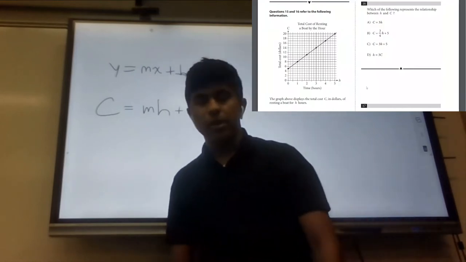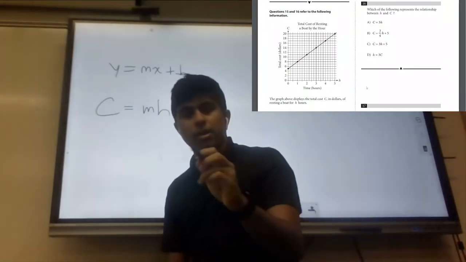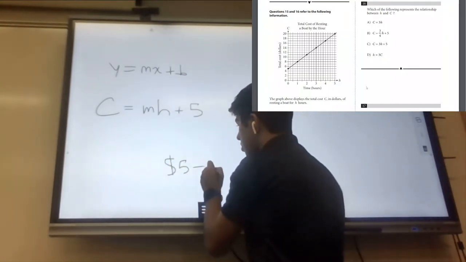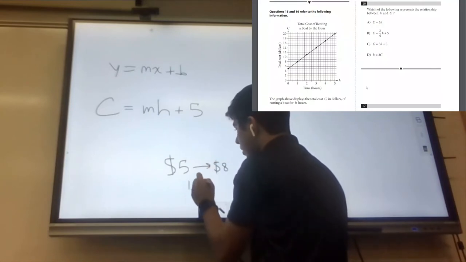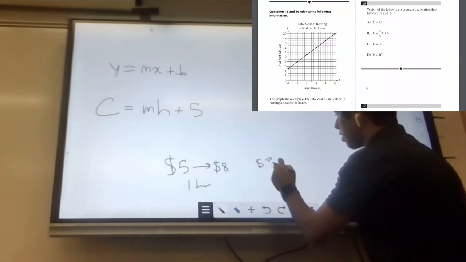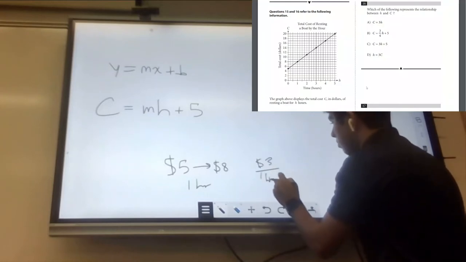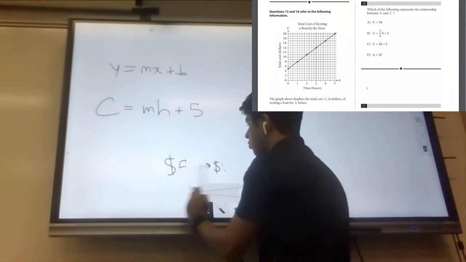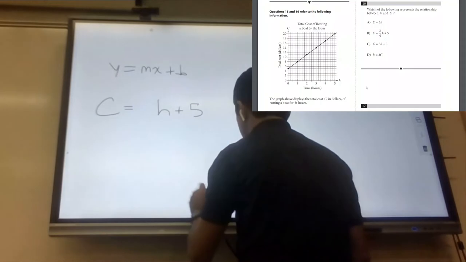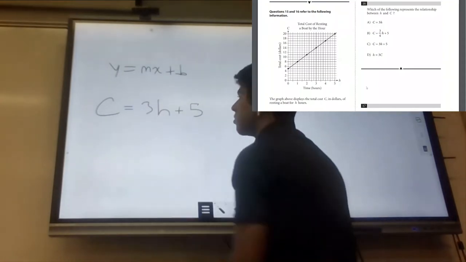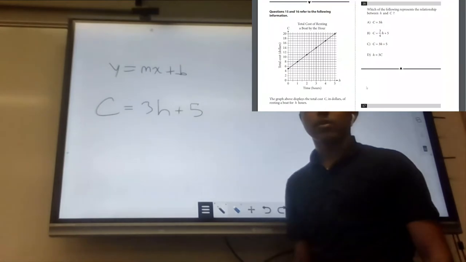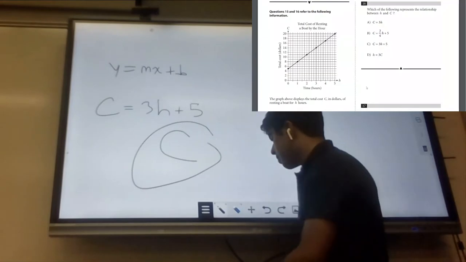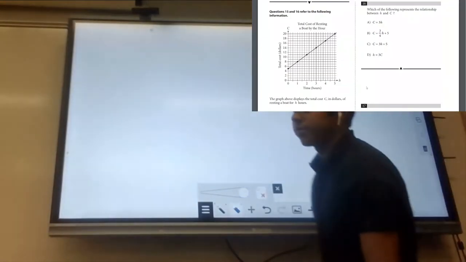So we can just take a point, like after 1 hour, it's $8. So you went from $5 to $8 over 1 hour. So that's just going to be a $3 change over 1 hour, so that's going to be a slope of 3. So we can get rid of all this, but the slope is 3. So here, this is 3. C equals 3h plus 5. That is going to be answer choice C. That's question number 16. Let us keep going.